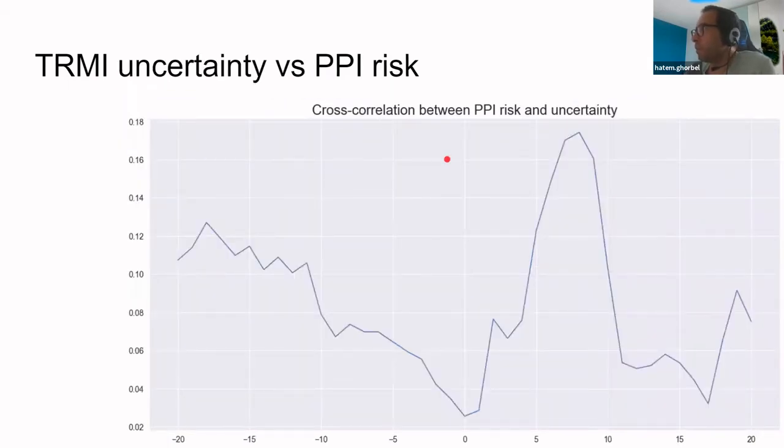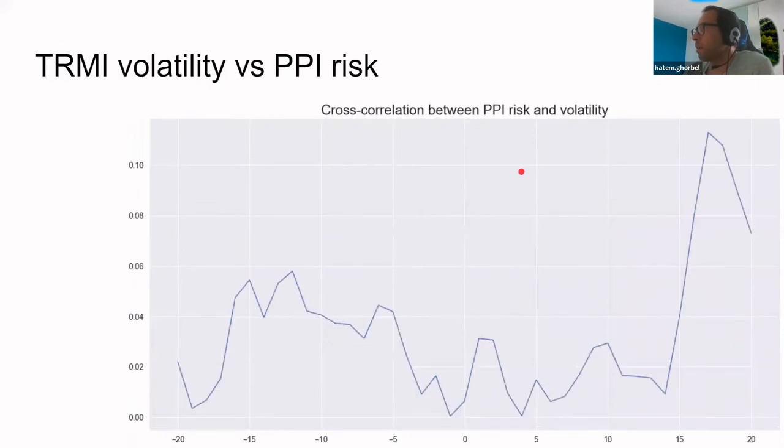For uncertainty, we found the best correlation to be between 5 and 10 days, for this TRMI uncertainty feature. For volatility, the best correlation is also with a lag between 15 and 20.